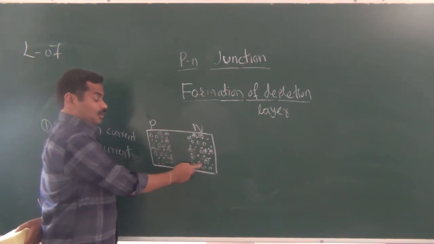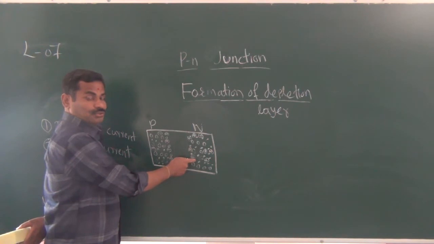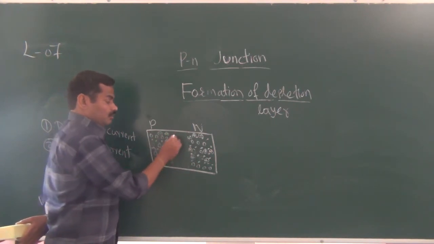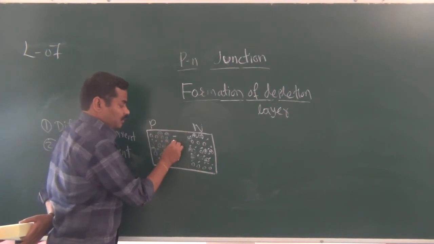And an important thing here: electrons and holes are moving. What about the positive donor ions, and what about the negative acceptor ions? They will form one layer. They will form a layer.